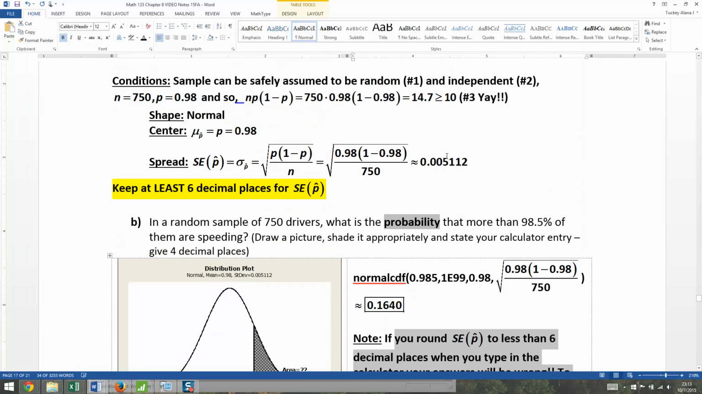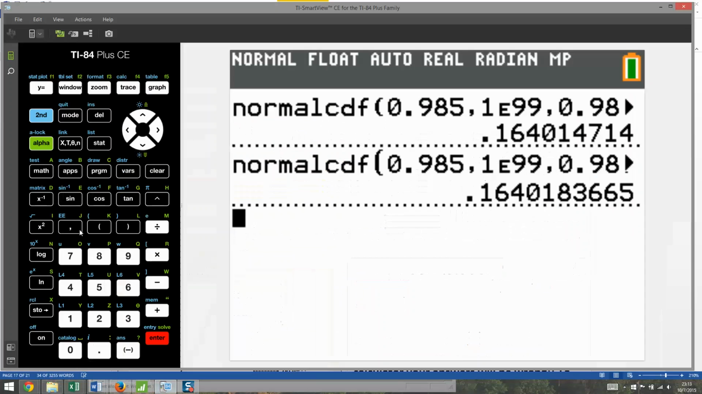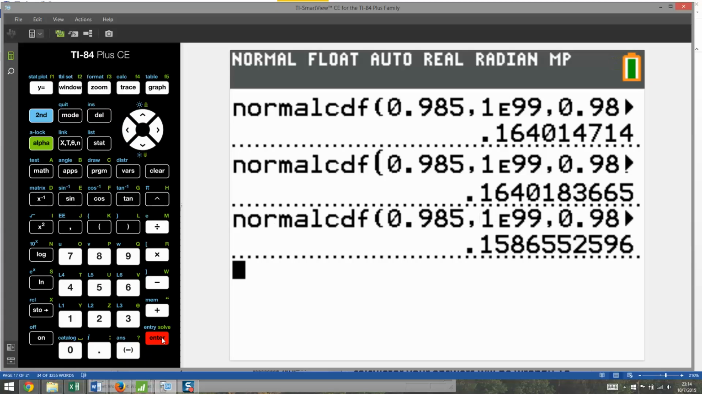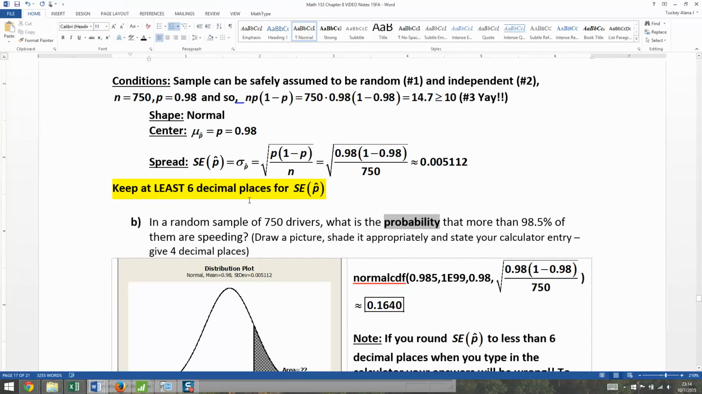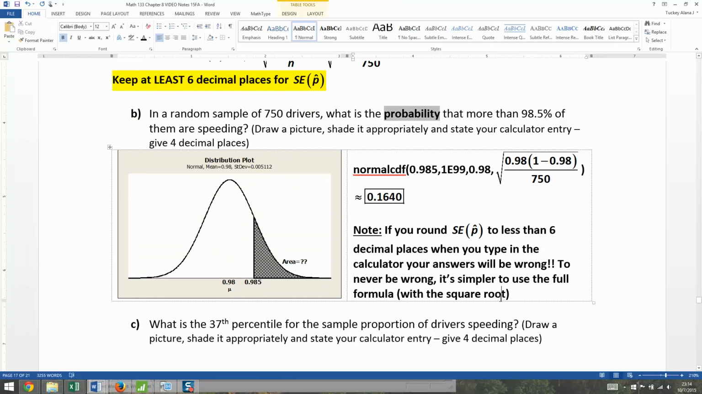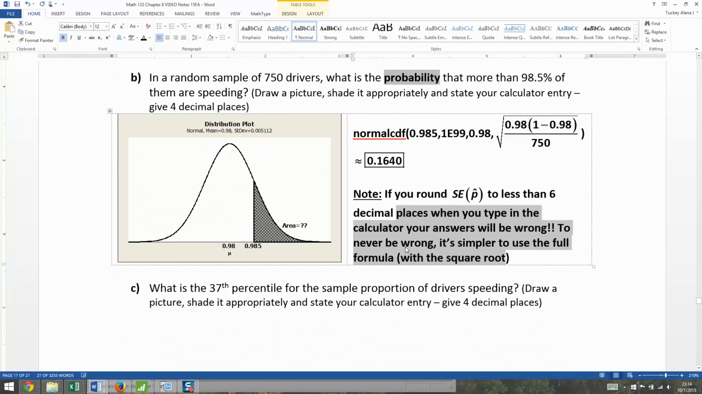And if you round to less than 6 decimal places, then you're going to have wrong answers. So if you used 0.005, for example, let me just show you that real quick. Instead of 0.005112, if I used 0.005, that would have been my answer. Do you see how different that is from the real answer? So that's why I say keep at least 6 decimal places. Because if you don't, you will lose accuracy wicked fast, right? So be careful with that. And sometimes it's just simpler to use the square root and be done with it.